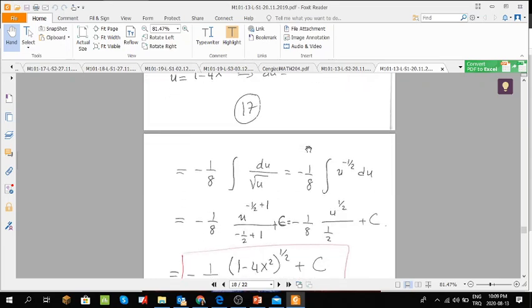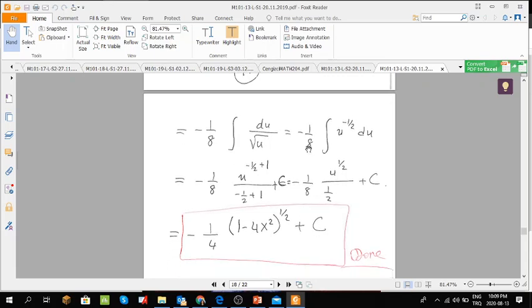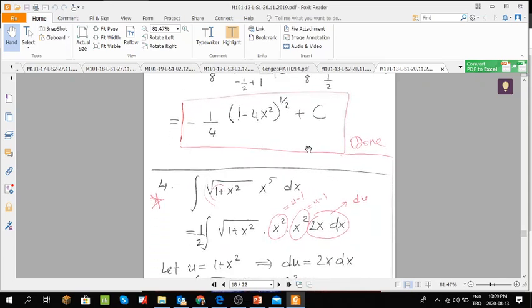On page 18 we have negative 1 over 8 integral du over square root of u. This is again power rule. We apply the power rule, then we substitute what u is, and that's the final answer.